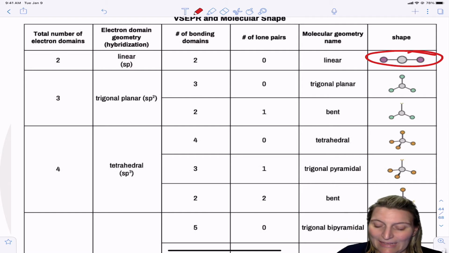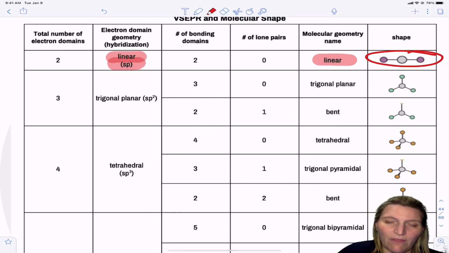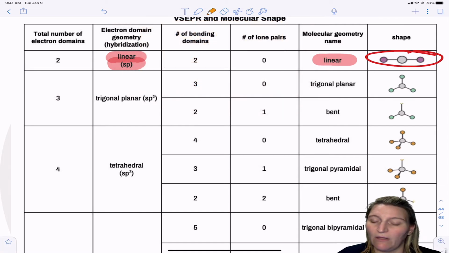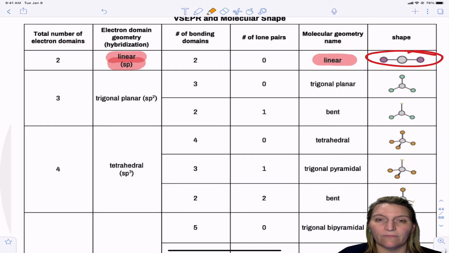We would say that that is a linear molecule, right? The shape of that molecule is linear. The hybridization, so I also put the hybridization on this table. The hybridization of this molecule, so the central atom, is sp hybridized. It has 2 identical orbitals made from one s and one p, sp hybridized.